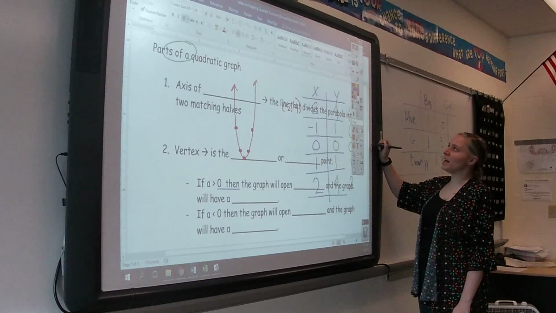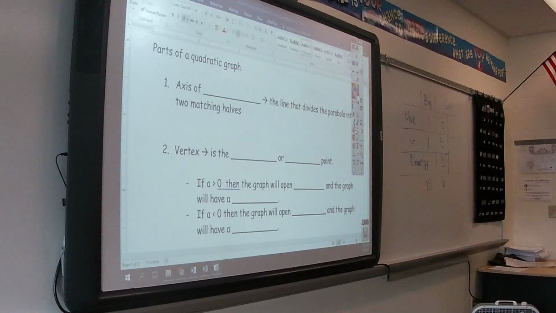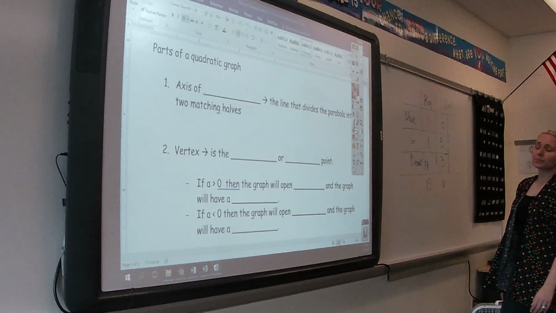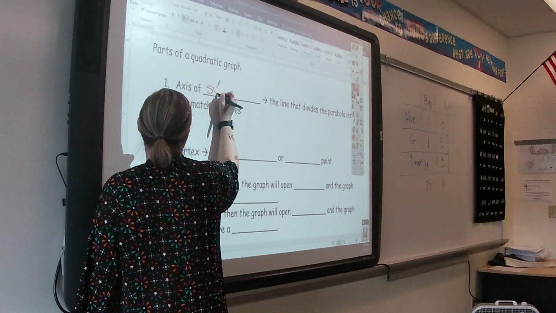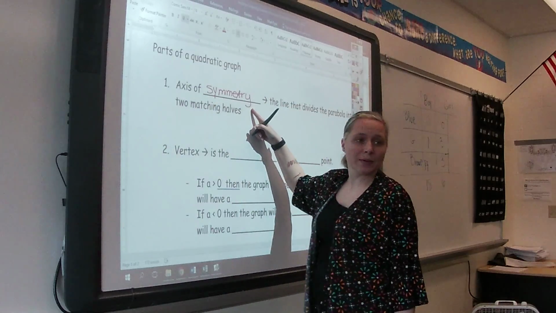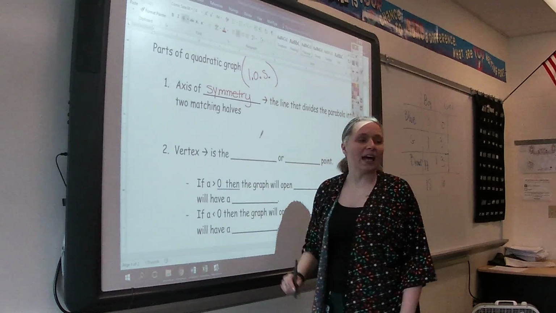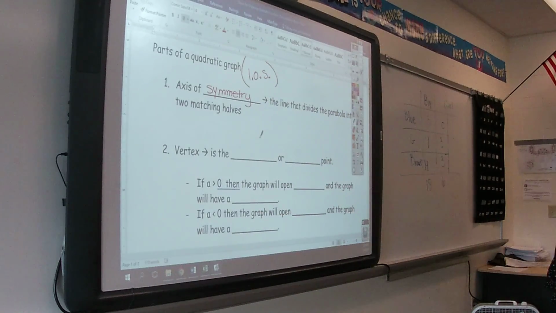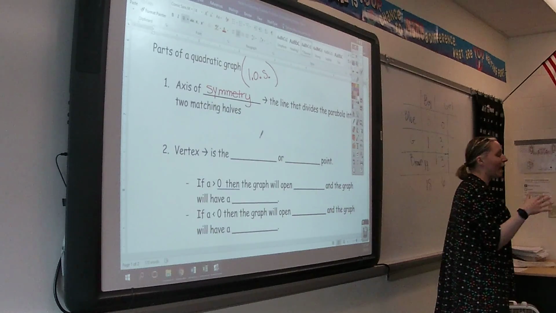Okay, now we need to talk about some definitions here. We got some new vocab going on with quadratics. A quadratic has something that we call an axis of symmetry. Sometimes this is called a line of symmetry, and so sometimes you'll see it abbreviated as the LOS. The axis of symmetry is the line that divides the parabola into 2 matching halves.